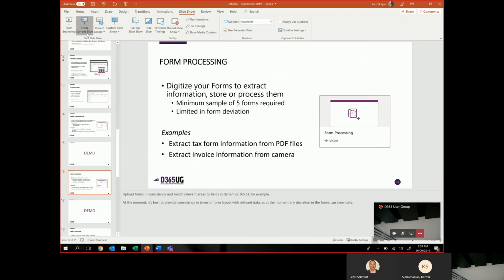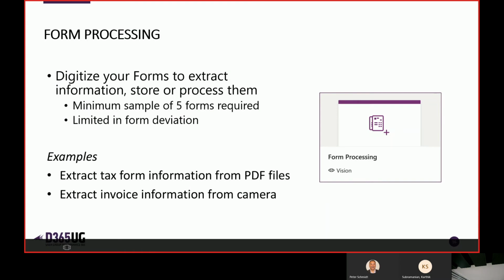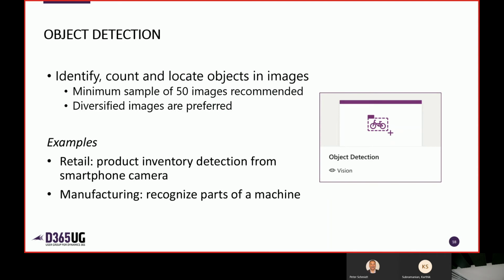So the next one is object detection. Object detection is basically what it says. You pass in a bunch of images and you're able to map specific objects in those images to tags, which are basically the areas of classification. For example, if you're taking a picture of a bunch of products, you can map the products to those tags and then process it accordingly.